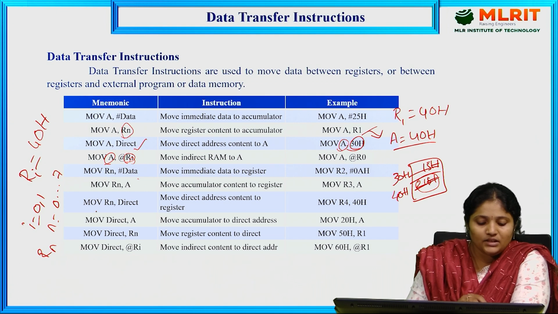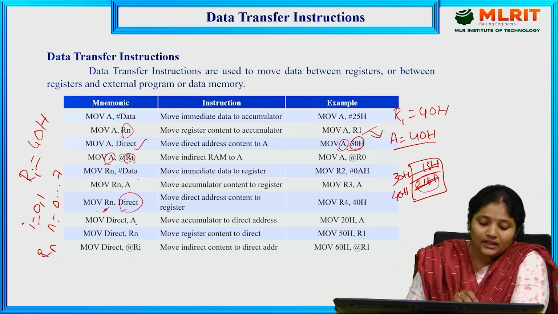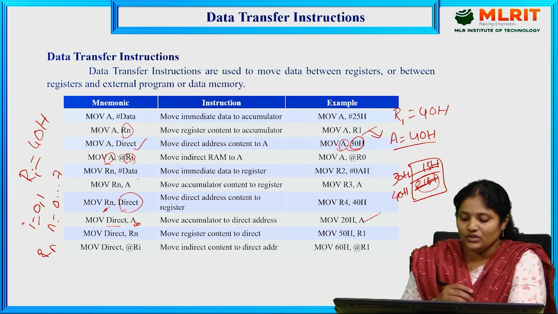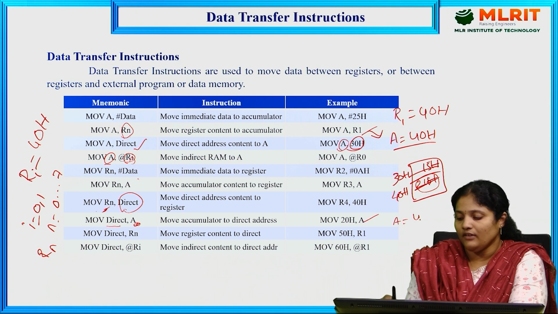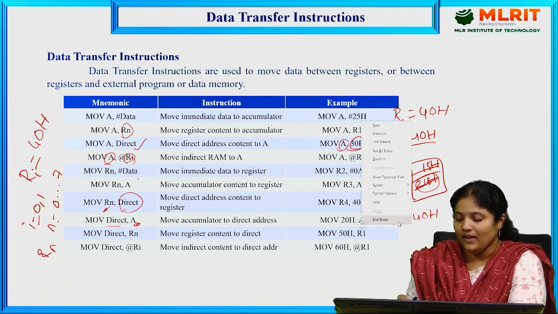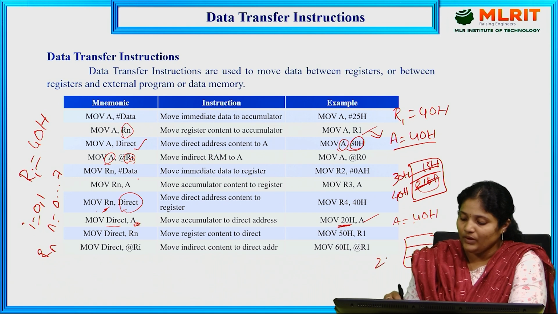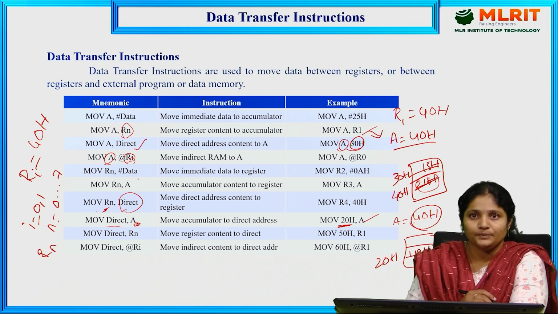Coming to the next one, the direct data can be moved or copied to the registers, and the data present in the accumulator can be moved to a direct address. Suppose in this instruction the A register has some data. If A has 40H, this particular data will be moved to the direct address location specified as 20H. So this 40H will be copied to this particular address location.